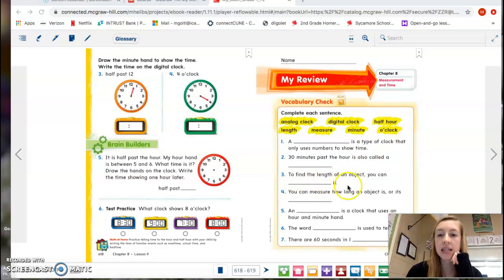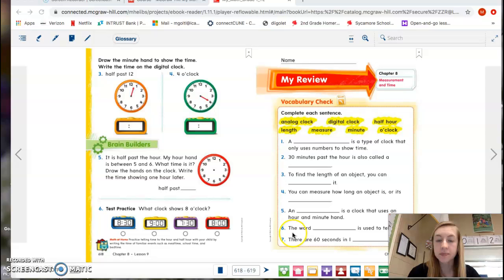Number 3, to find the length of an object, you can blank it. Yep, we can measure it. Number 4, you can measure how long an object is or its. When we want to know how long something is, we call that its length. Number 5, a blank is a clock that uses an hour and a minute hand. That's called an analog clock.